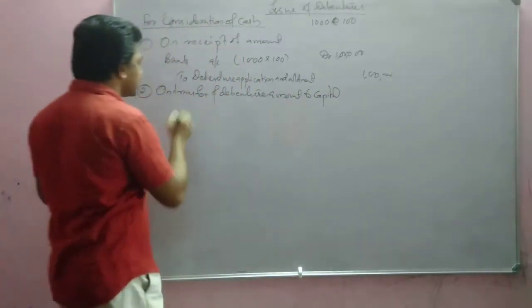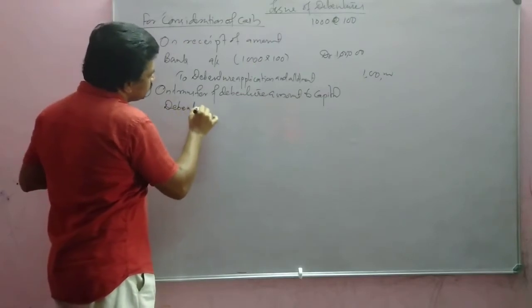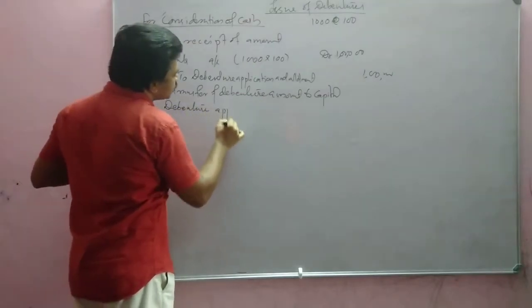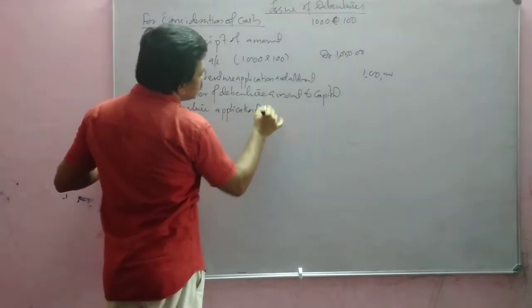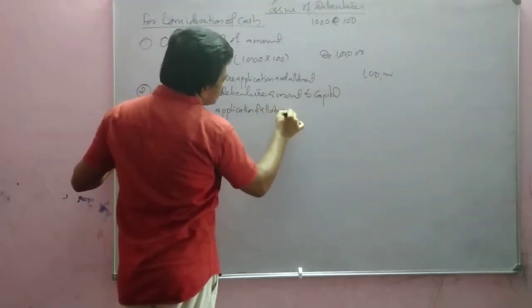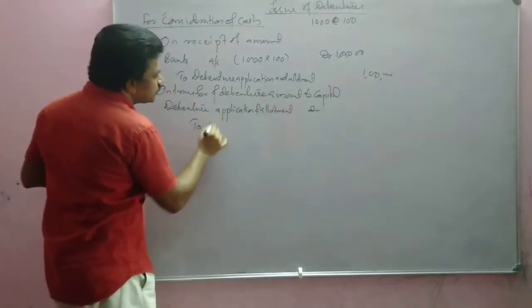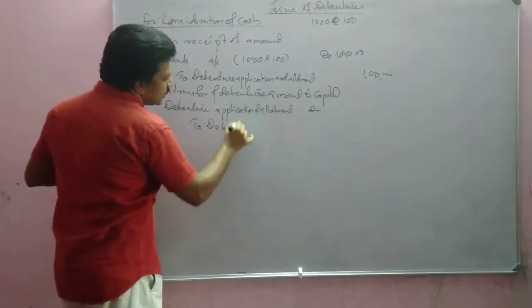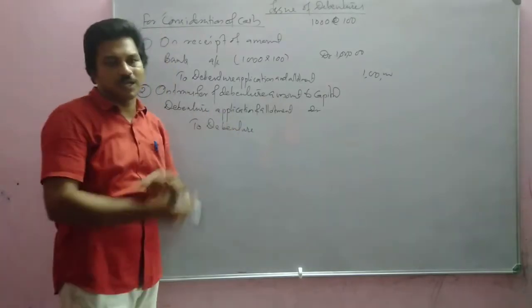What will be the journal entry? Debenture application and allotment debtor to debenture. You can write to debenture or debenture capital. To debenture means debenture capital.